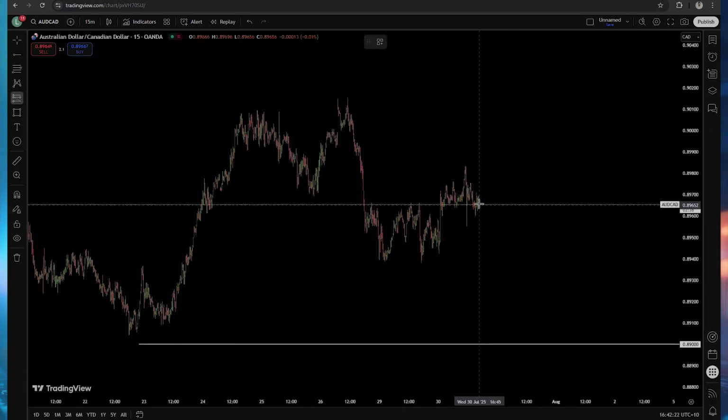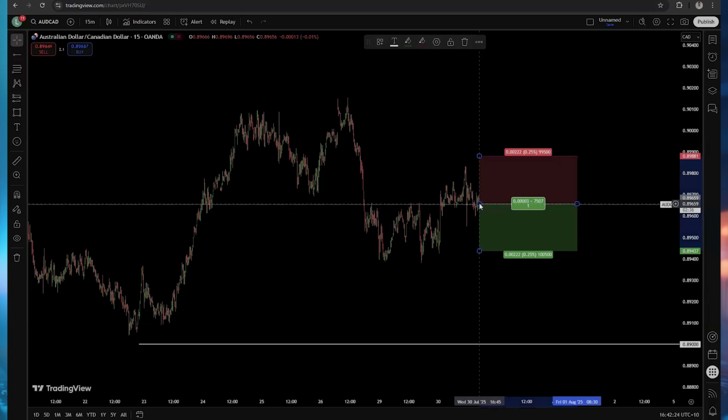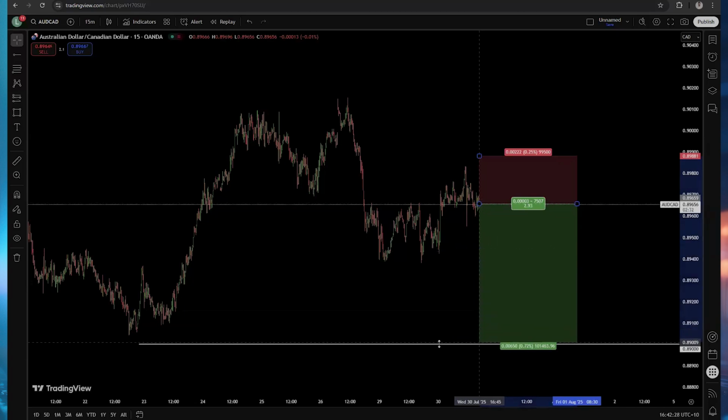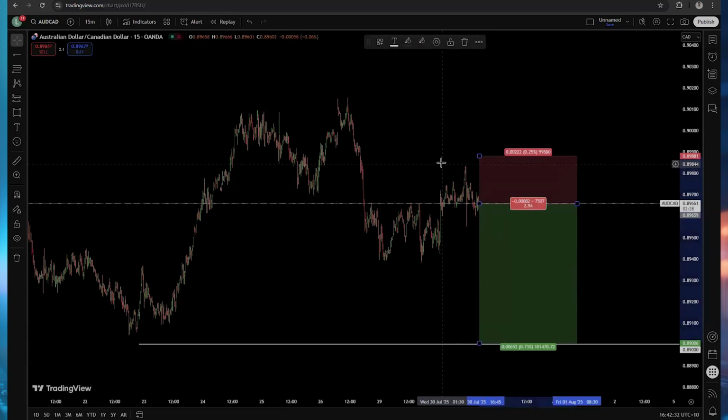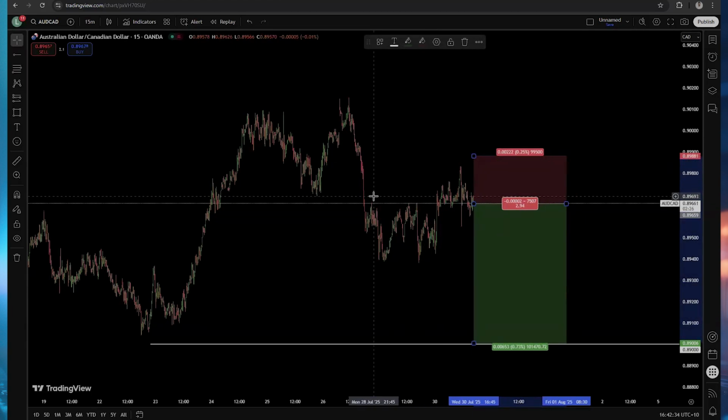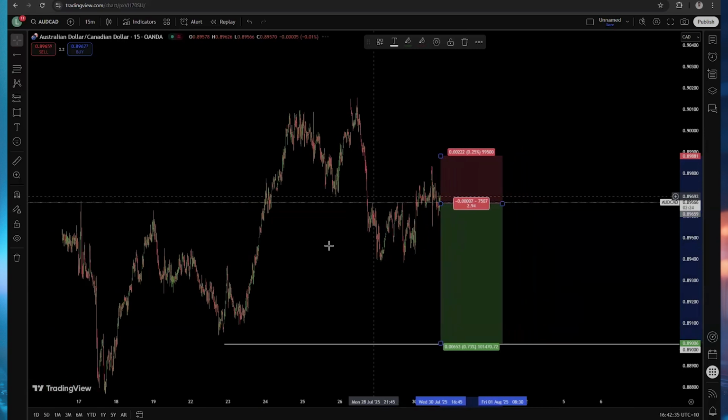Entry would be at market. Take profit, as I say, 89. And the stop loss would be above these highs. There are a few things that can go wrong on this position.